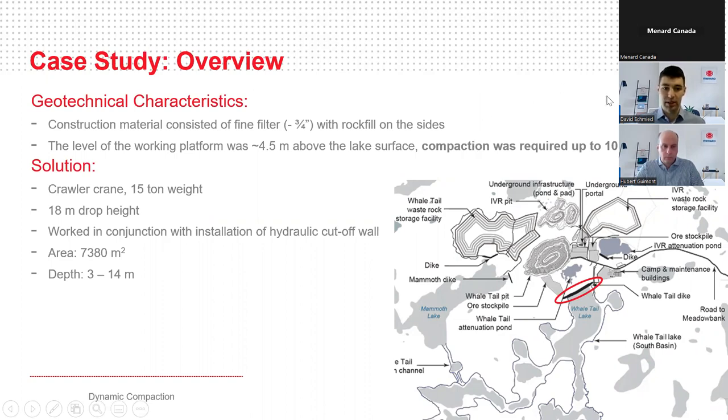They required about 10 meters of compaction at that point. So we came in with a dynamic compaction unit, 15-ton weight, 18-meter drop height, and we were able to compact the entire dike as we went. And we actually did it in 2 stages. So by the end, we did 1 pass, a lift, and then the second pass, and by the end, we were at 3 to 14 meters of compaction in total.